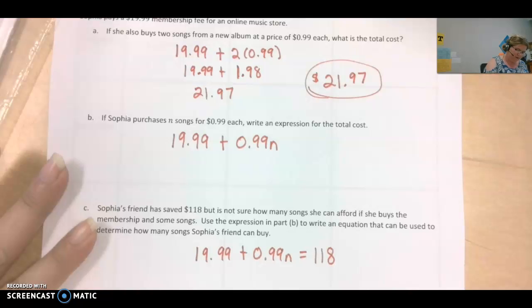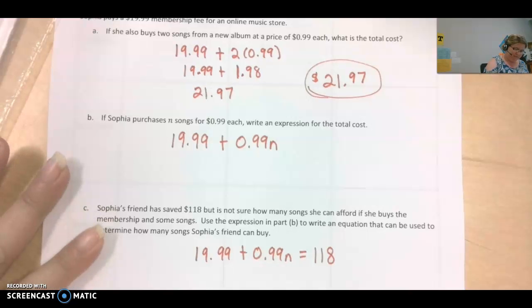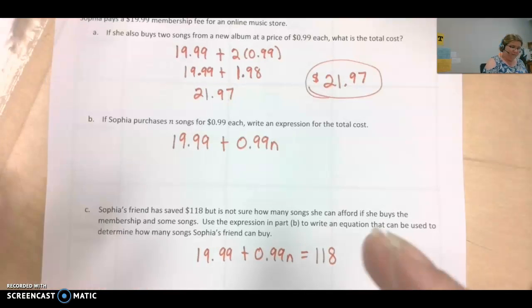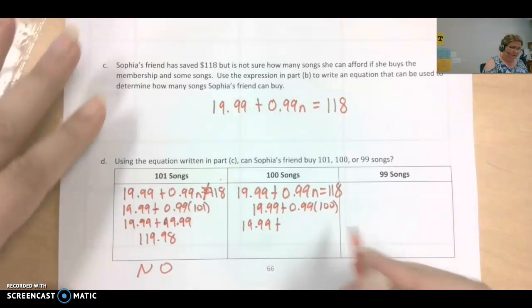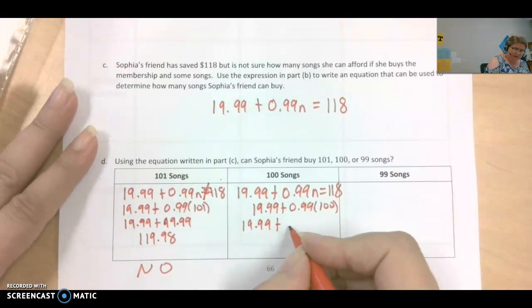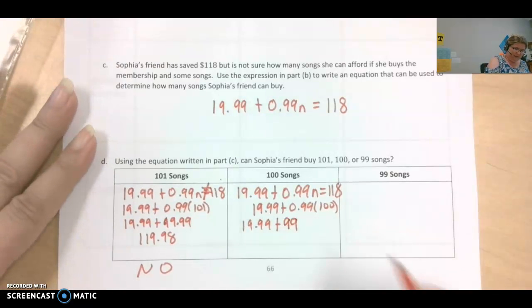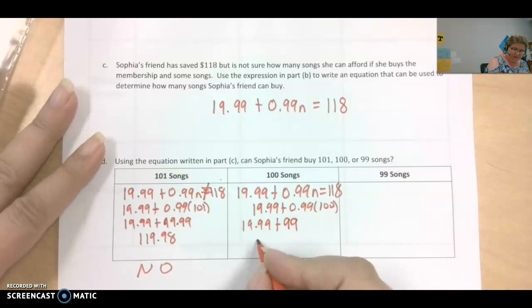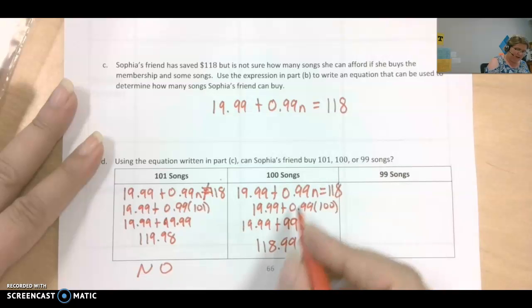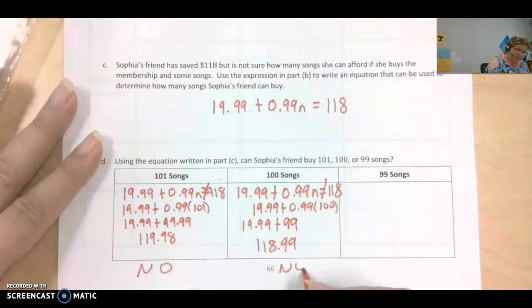99 cents per song. Let's see if I can do that for my 118. 99 cents times 100. So $19.99 for the membership plus $99 for the 100 songs is $118.99. Again, that's more than the 118, so no.